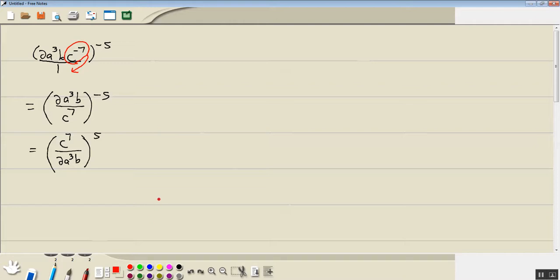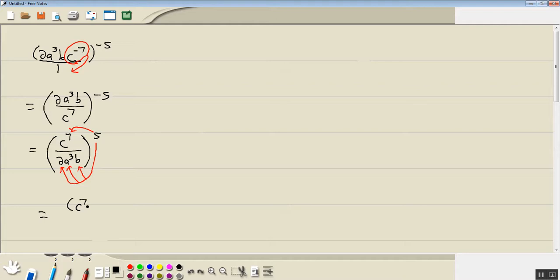Now it should be called the distributive property of exponents. It's not, but if everything inside your parentheses is either multiplication or division, and you're raising it to a power, then you take everything inside individually to that power. Notice how I got c to the 7th divided by 2 times a to the third times b. So everything is multiplication or division. So we're going to take the c to the 7th to the 5th power, the 2 to the 5th power, the a to the third to the 5th power, and the b to the 5th power.